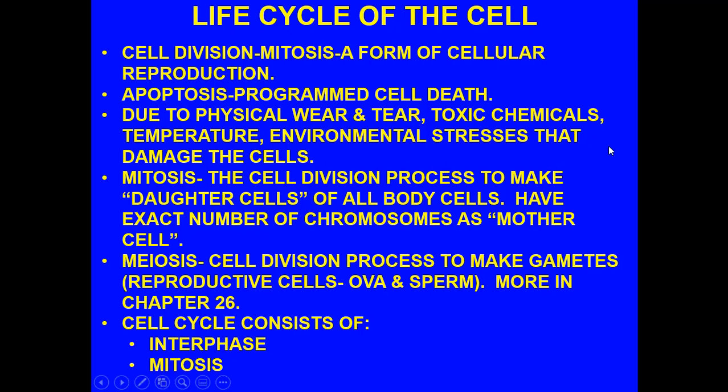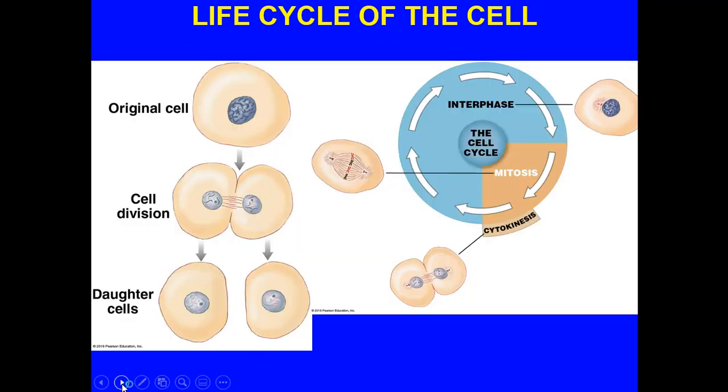Now, there is another type of cell reproduction, but it's only used to make gametes. Mitosis makes cells for all other parts of the body. Gametes are the reproductive cells. Males make sperm, females make ova, or egg cells. We'll get more into this as we get into chapter 26 later on. But let's talk about the cell cycle a little bit more, which really consists of interphase and mitosis. Here we talk about mitosis is cell separation.